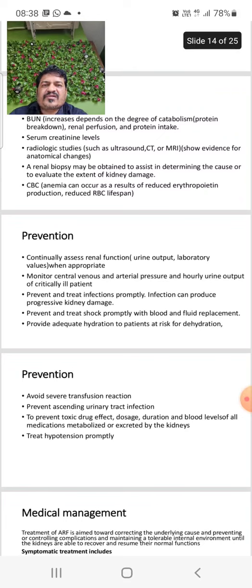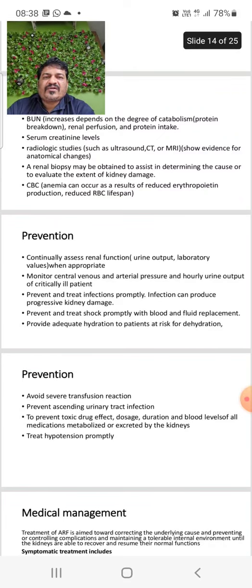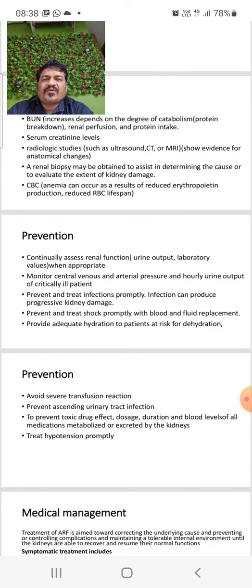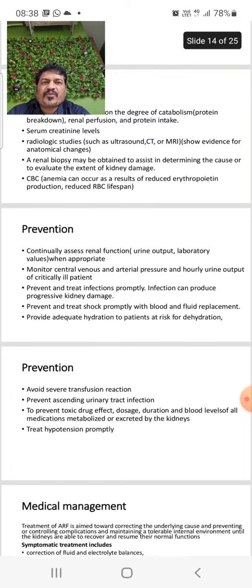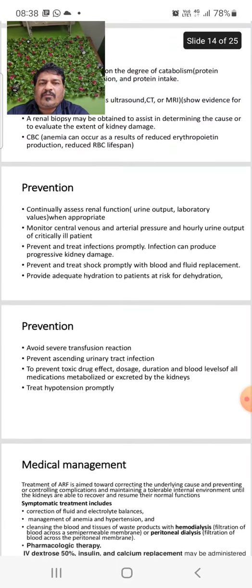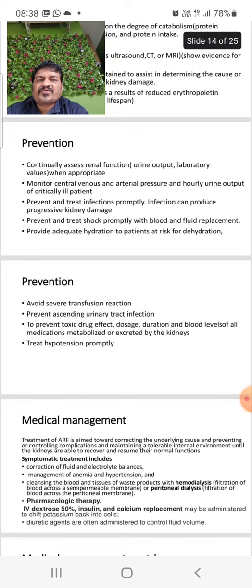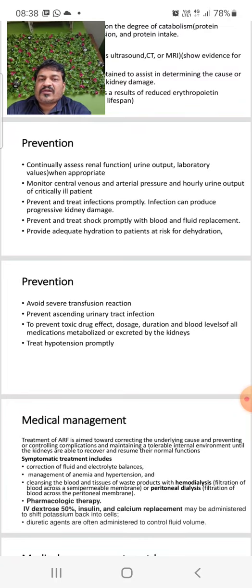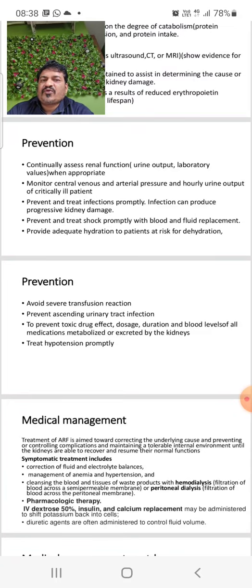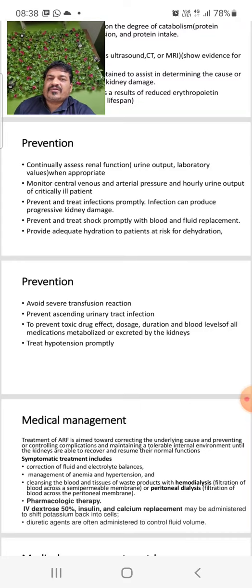Prevention. Continuously assess the renal functions like urine output and laboratory values when appropriate. Monitor the central venous pressure and the arterial pressure, and hourly urine output in the case of critically ill patients. You should monitor the central venous and the arterial pressure.